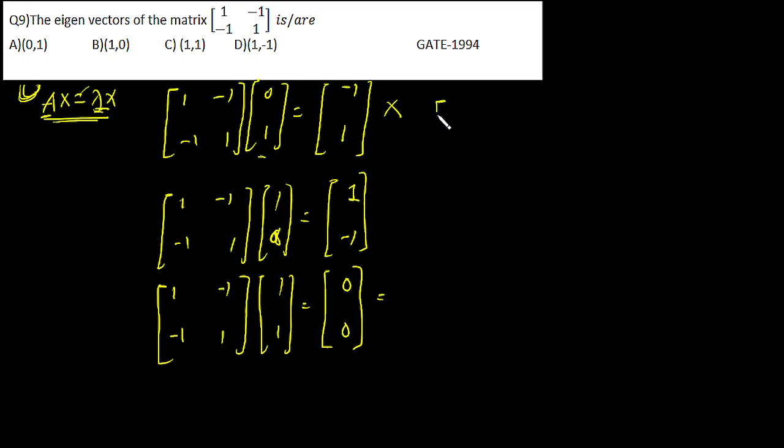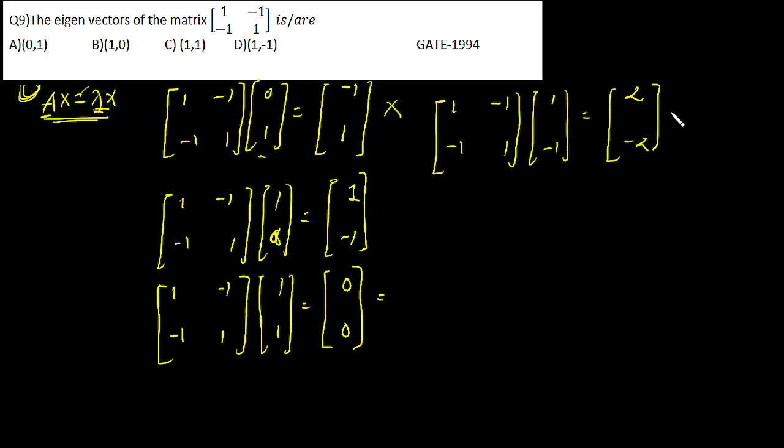So let's move on to option D. Let's do the multiplication. Here we are getting 1, and here again we are getting 1, so 1 plus 1 is 2. Now here we are getting minus 1 and again minus 1, so we are getting minus 2. Now you can see if we take 2 common, we get simply 1 comma minus 1, which is the same as this vector. So we can say this is the correct eigenvector for this matrix. So option D is the correct eigenvector for this 2 by 2 matrix.